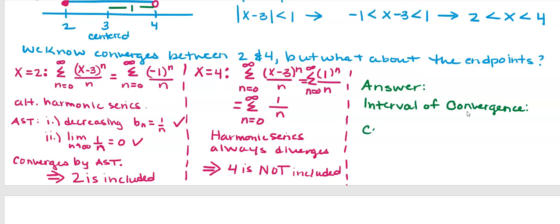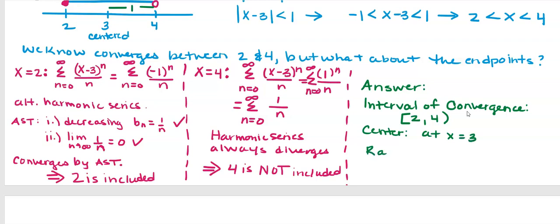So our interval of convergence is going to be the interval that we found. In this case, it's going to include the number 2, so we would have a bracket, but not include the number 4, so we would have a parenthesis. Our center is what we described from the beginning. So this is going to be centered at x equals 3.